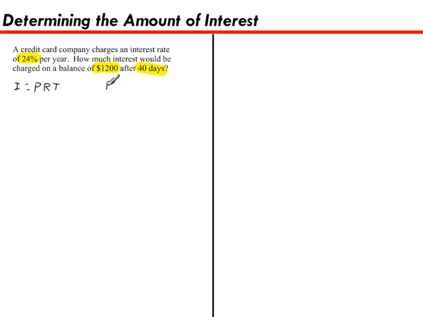P is the amount that we've actually spent on the credit card, which is the principal. In this case, it's $1,200. R is the rate. In other words, it's the speed that our money will grow by. And it's usually expressed as a percent. So in this question, it's 24%. And finally, our time is 40 days.